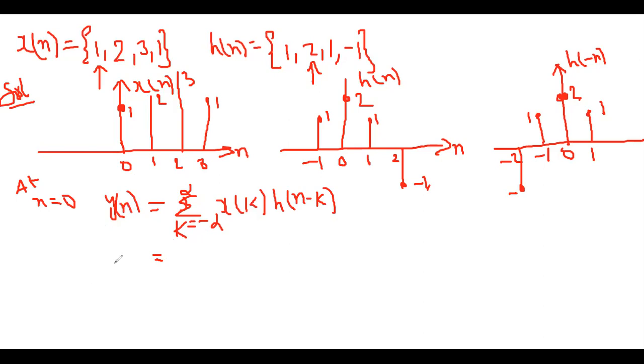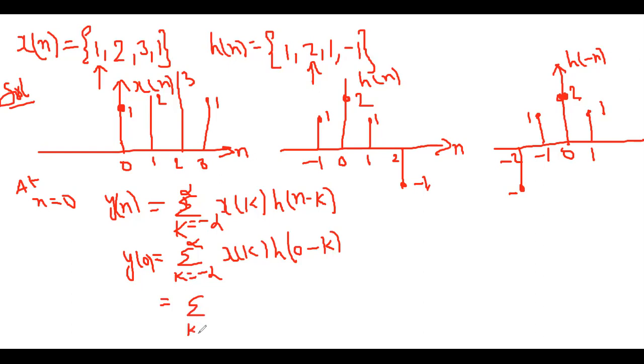N minus 2. So n is equal to 0, the value y of 0 is equal to the sum over k from minus infinity to infinity of x of k, h of 0 minus k, which is the sum of x of k, h of minus k. So I'm taking n as a dummy variable with k, and k is also a dummy variable. So you can multiply these two and add the sum.